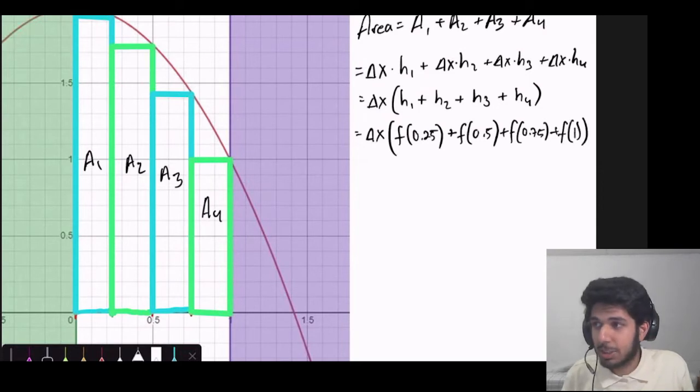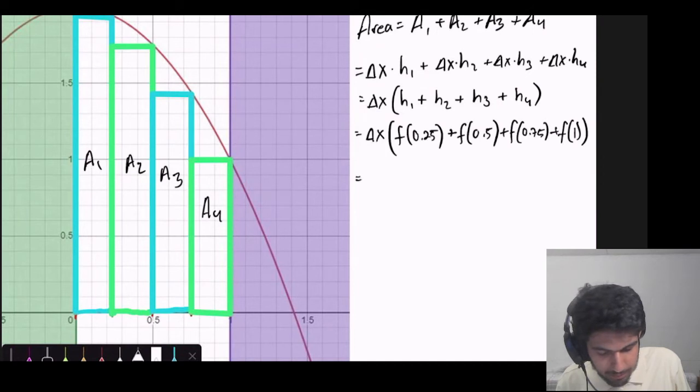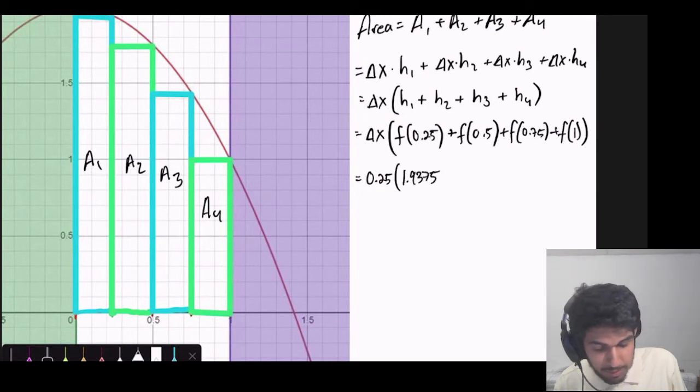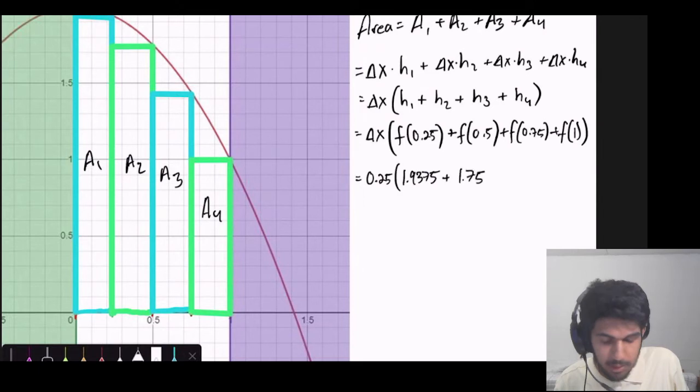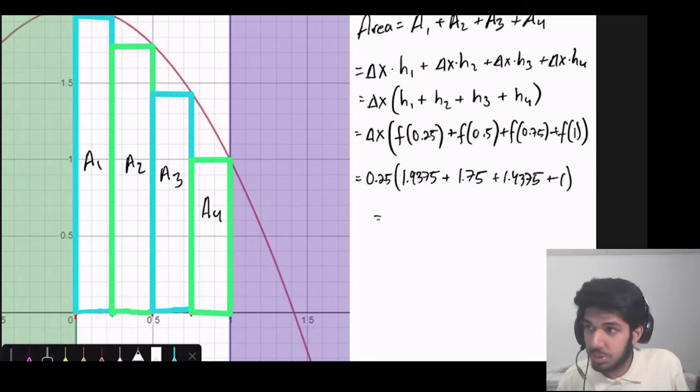So that's our expression there. And you can plug in all of those values. This is 0.25 times 1.9375. Some of these we already calculated from doing the left-hand side. 1.75 plus 1.4375 plus 1. And this will give us 1.53125.